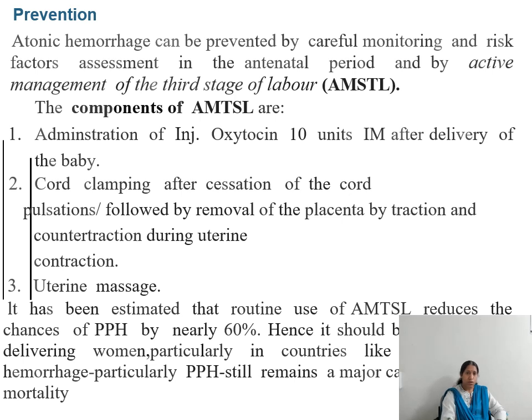So what is active management of third stage of labor? It is nothing but administration of oxytocin 10 units IM after delivery of the baby, cord clamping after the cessation of cord pulsation, and uterine massage. It has been estimated that the routine use of this active management of the third stage of labor reduces the chance of PPH by nearly 60%. Hence, it should be practiced, particularly in countries like India, where PPH still remains a cause of death, usually in underdeveloped countries.